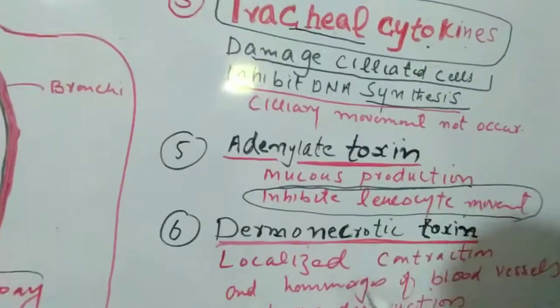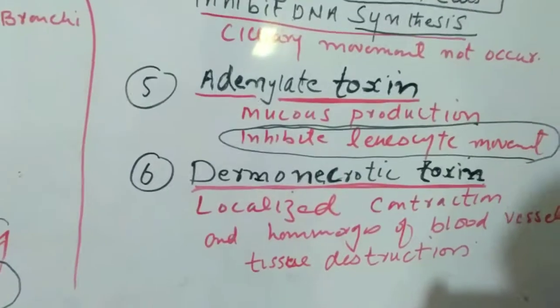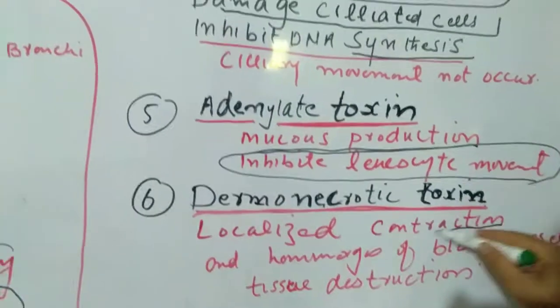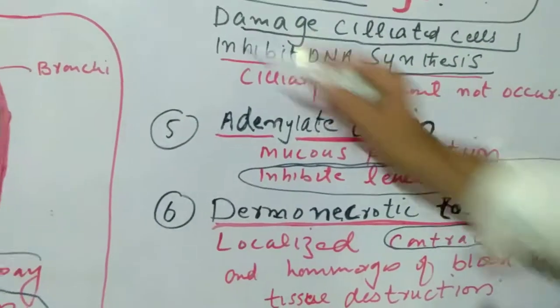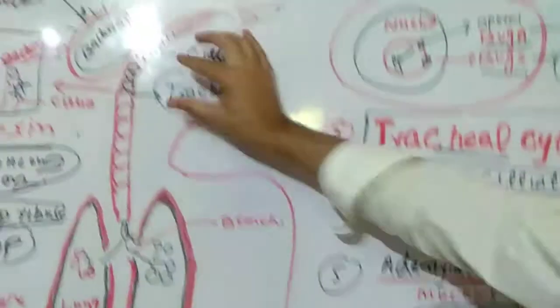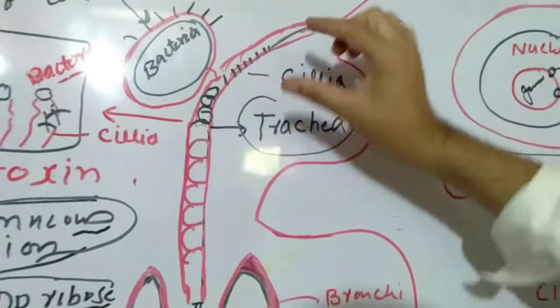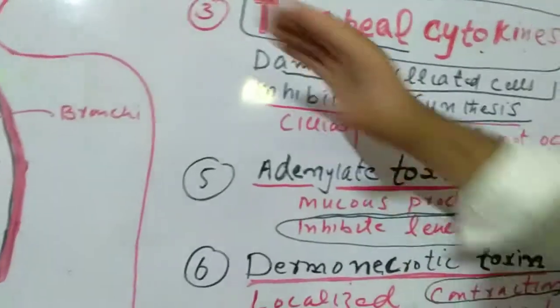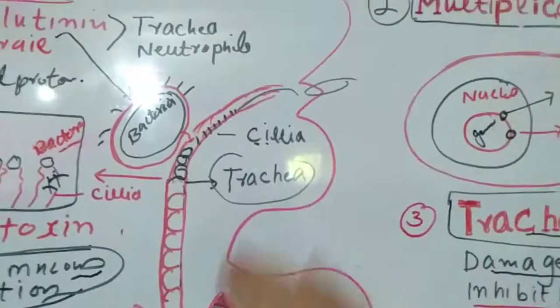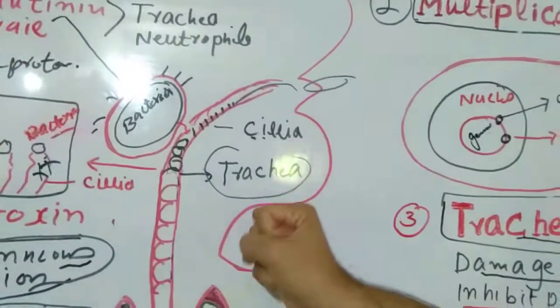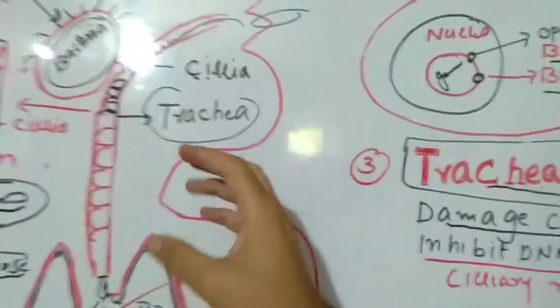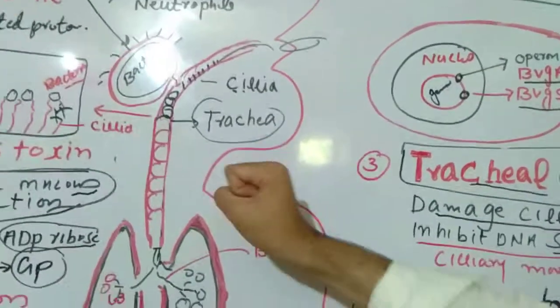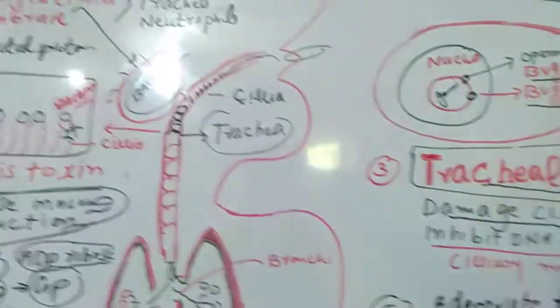Another important toxin is dermonecrotic toxin. This dermonecrotic toxin causes localized contraction of the muscle. This muscle will be contracted, and the trachea is contracted. What will happen? The blood vessels coming to the respiratory tract are contracted. What will happen? They will destroy the tissue and the blood vessels, and hemorrhages sometimes occur.